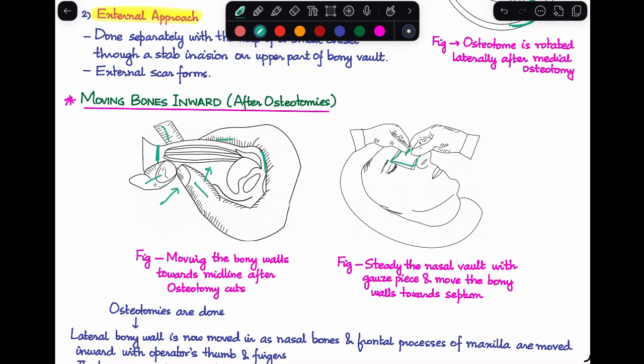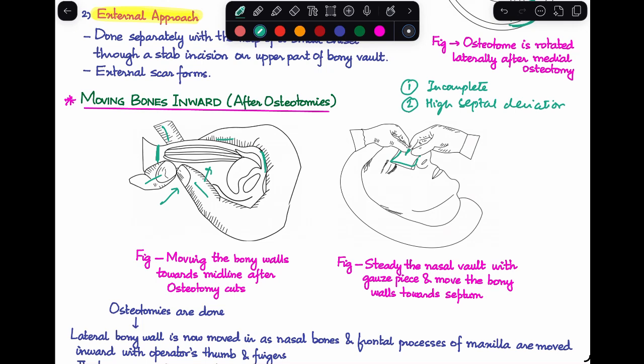Now, as I was saying, there are 4 reasons why you may face difficulty in moving these bones inward. First reason is if the osteotomy that you performed was incomplete, if it has not been placed properly. In that case, you will not be able to move the bone inwards easily. Second, if there is a high septal deviation, this will prevent you from moving the bone inwards. So you have to correct this before you can actually shift the lateral wall of the nose inwards.